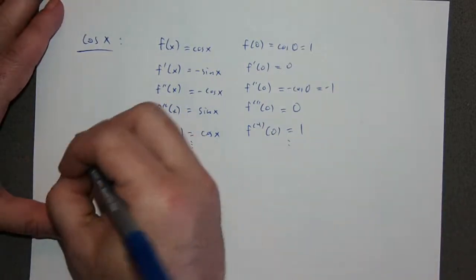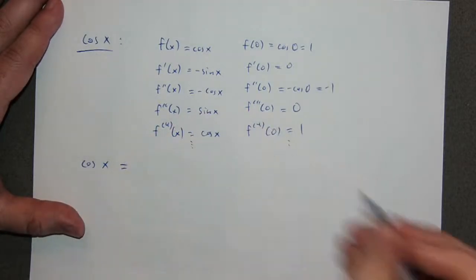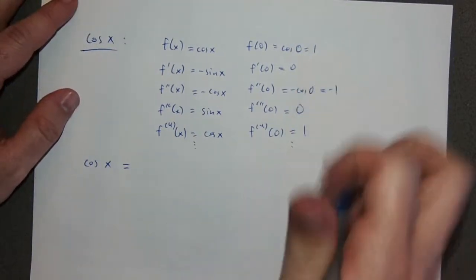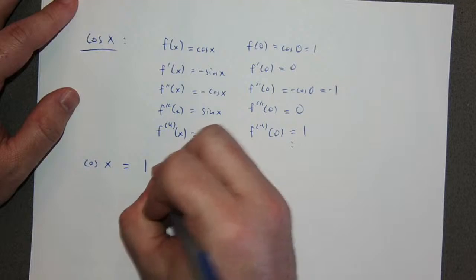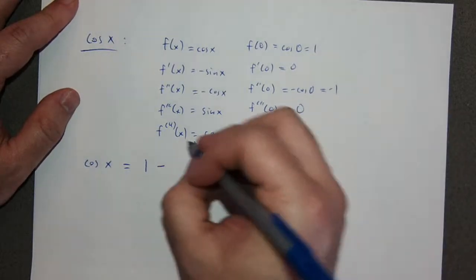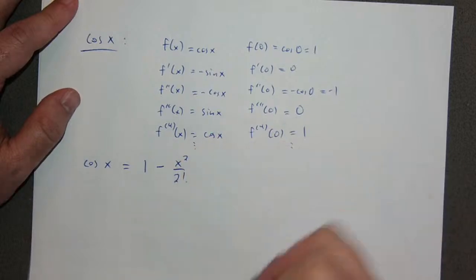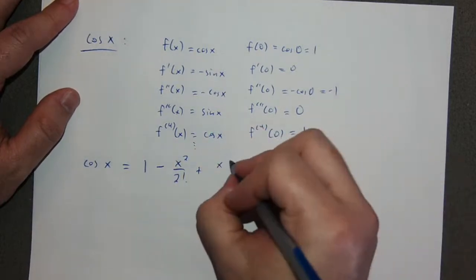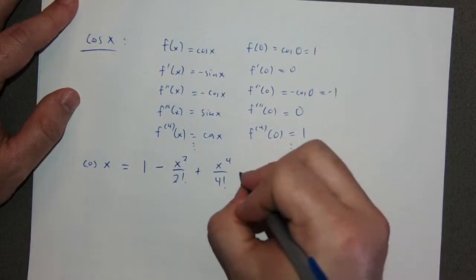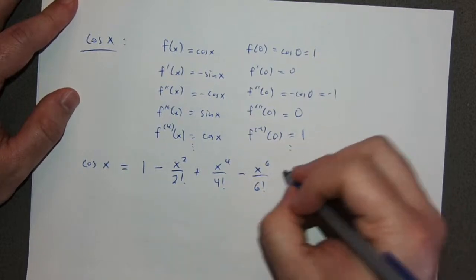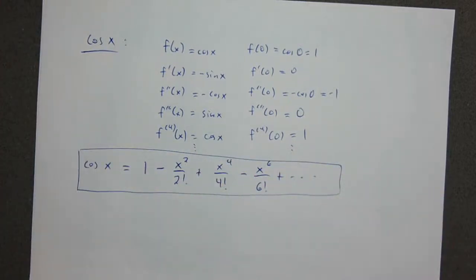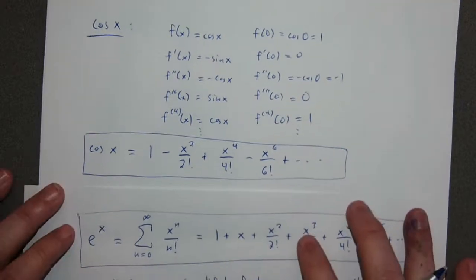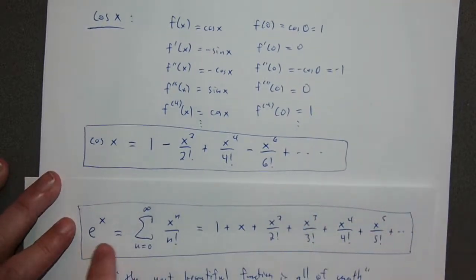So then writing out the Maclaurin series, cosine x is: here I'm going to have the 0th term, so this is 1, plus the first order term is zeroed out, so my next is going to be minus x squared over 2 factorial, plus x to the fourth over 4 factorial, minus x to the sixth over 6 factorial, plus, and so on. Again, compare that here.